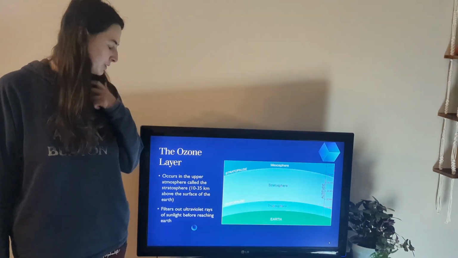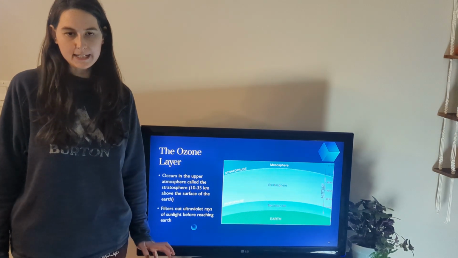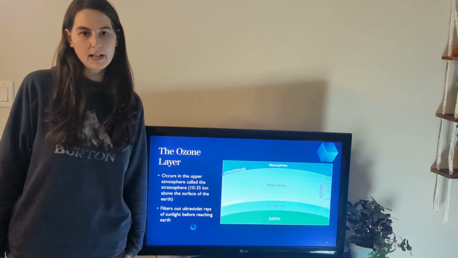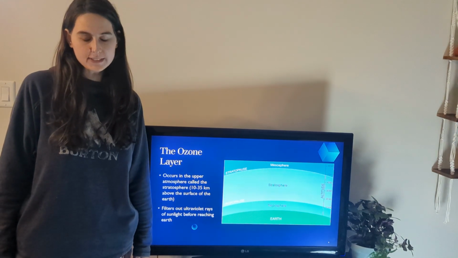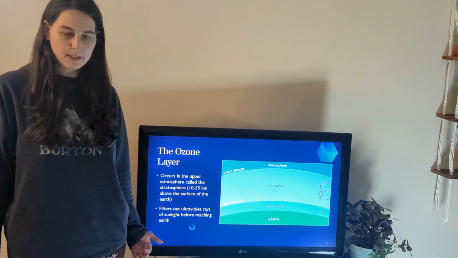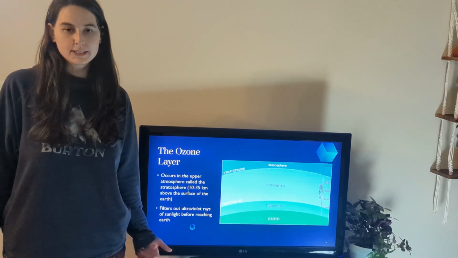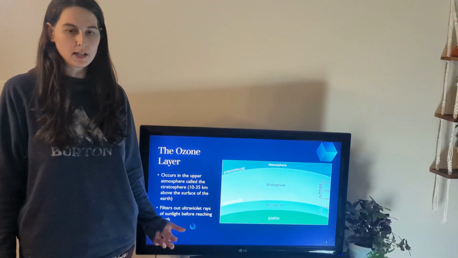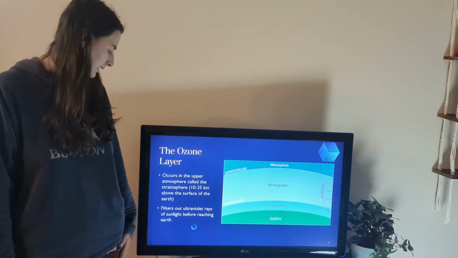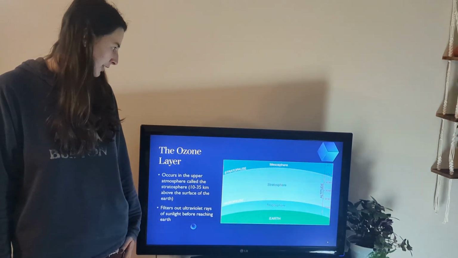So the ozone layer occurs in the stratosphere. It occurs about 10 kilometers to 35 kilometers above Earth's surface, and its main purpose for us is to protect us from the sun's radiation, from the UVB rays and ultraviolet sunlight on Earth.